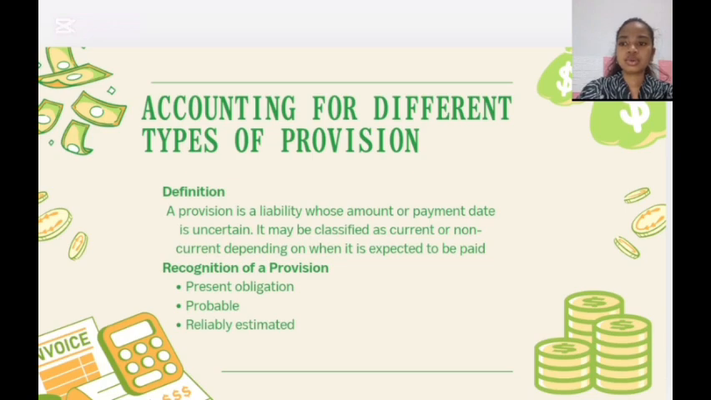And then about the recognition of a provision. There are three conditions for a company to recognize a provision. The first is present obligation. The company has a present obligation because of past events. And the second is probable. It is probable that the company will need to use resources such as cash to settle the obligation.